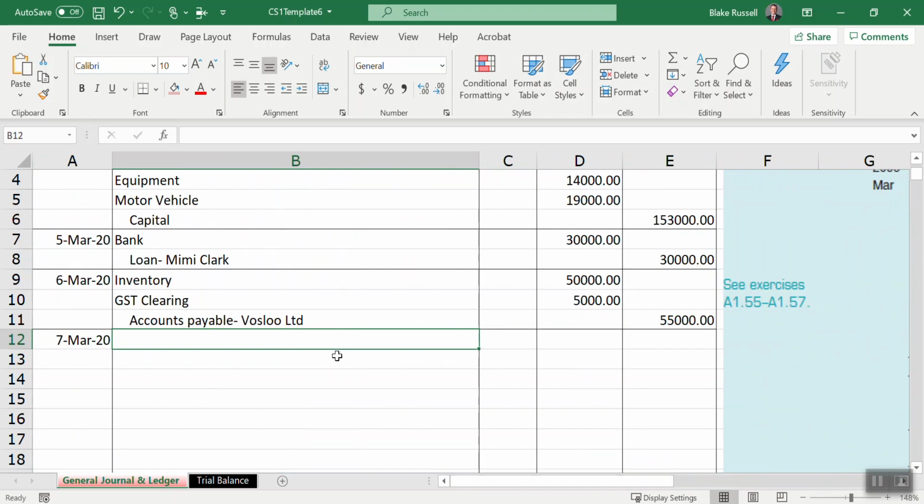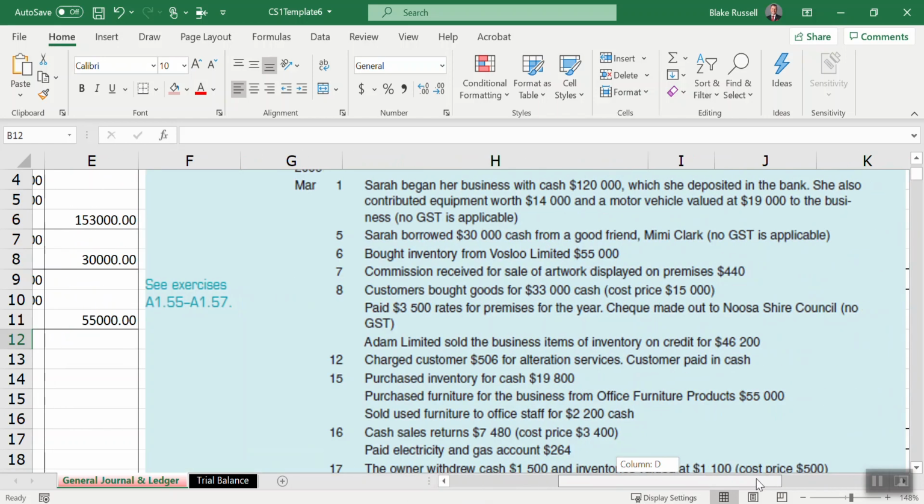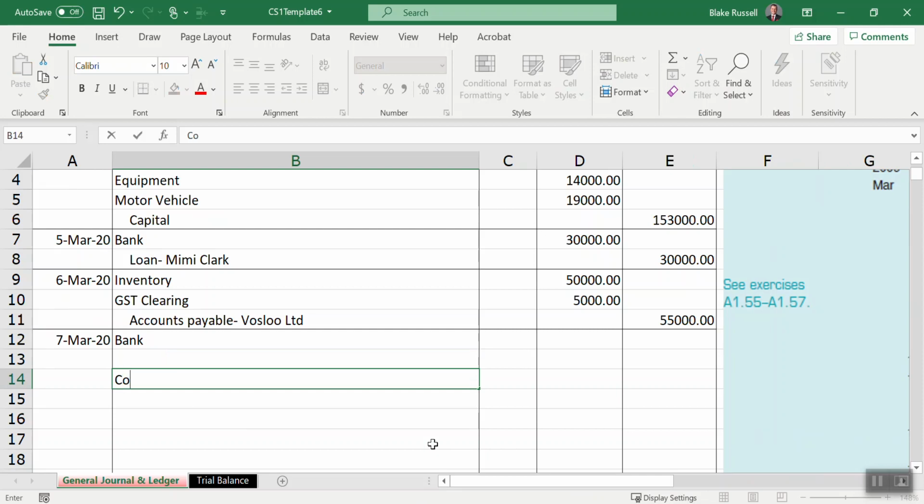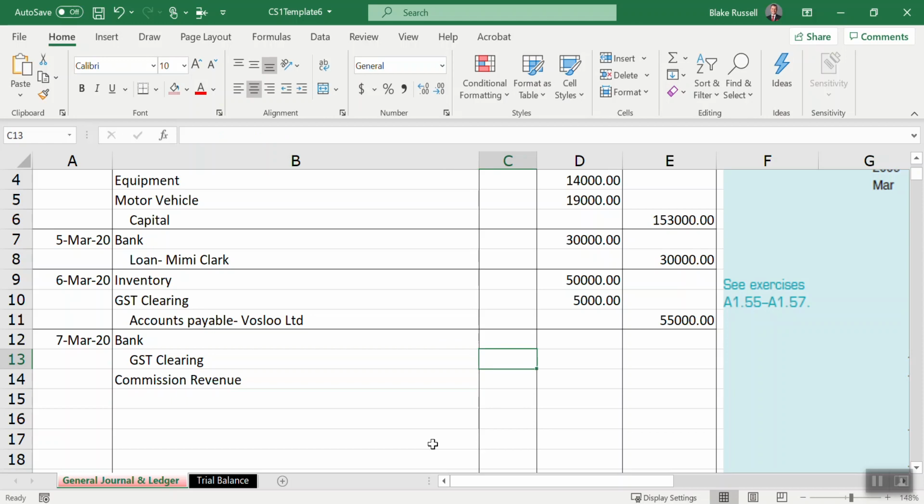Let's do this. Okay, sorry, I just had to think about that. So bank and commission received. Commission received is a revenue account, or commission revenue. I'll call it commission revenue. It's a nicer way. There's GST on that. What did I say? GST clearing. Yeah, we can keep it with it. It's a liability account, by the way, GST clearing.